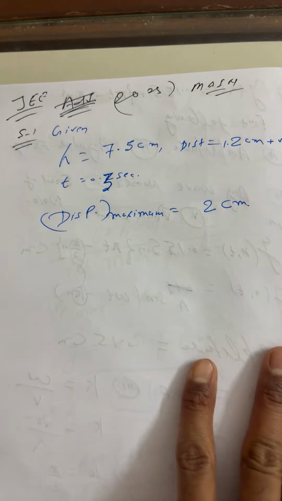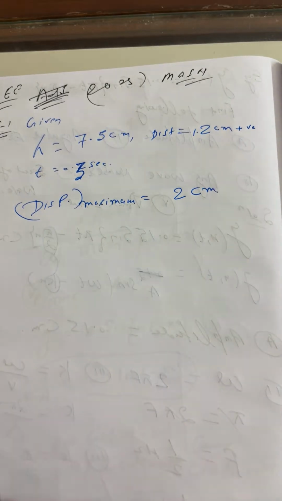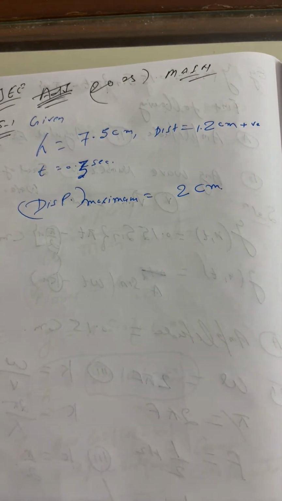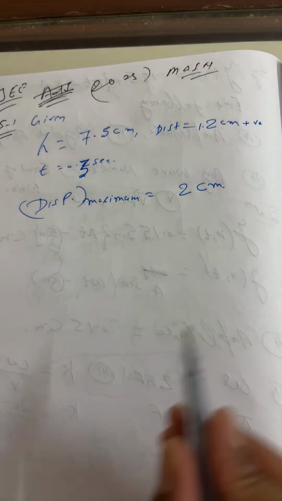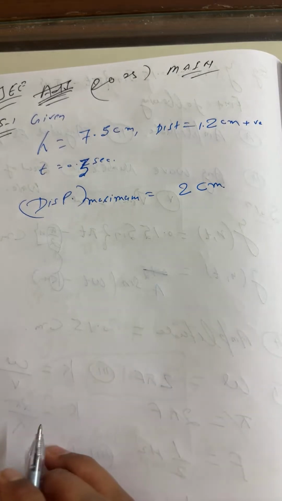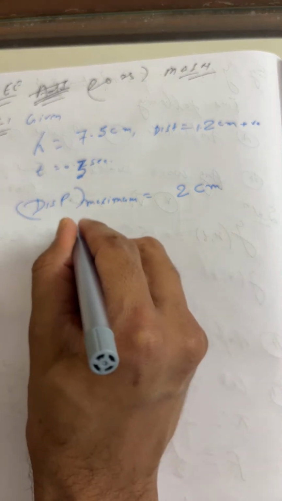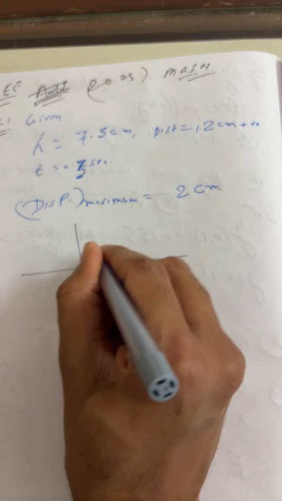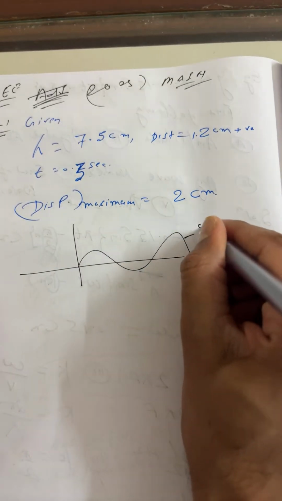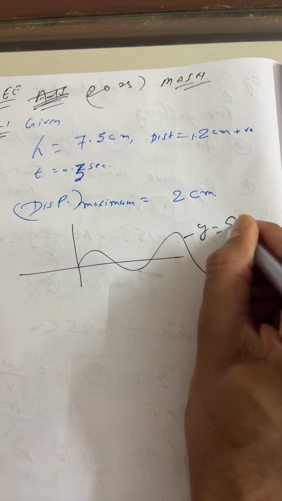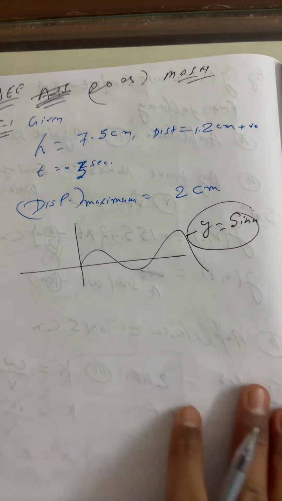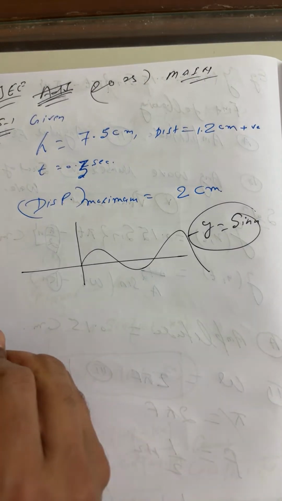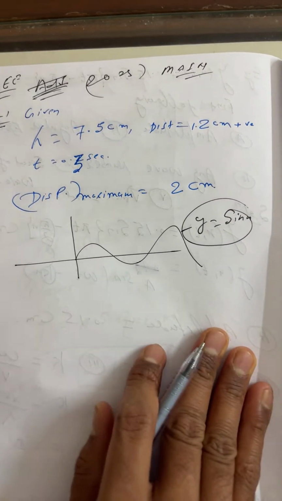Okay. Now I'm going to write the options here. This is the data mentioned in the question: the wavelength, maximum displacement, time, and distance along the x-axis. It's a sine graph, simple. This is a sinusoidal function, and you can take as assumption y equals sine x, which is simple.